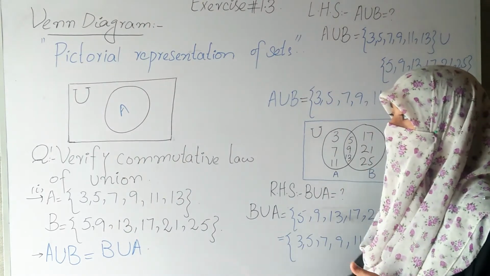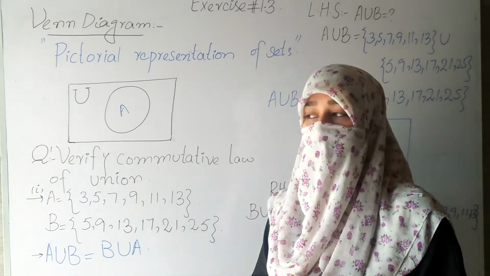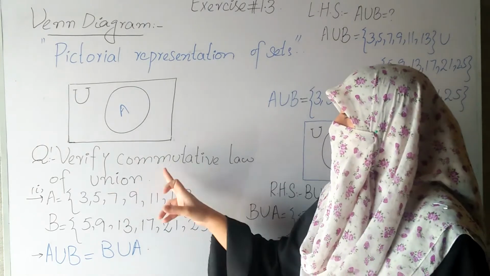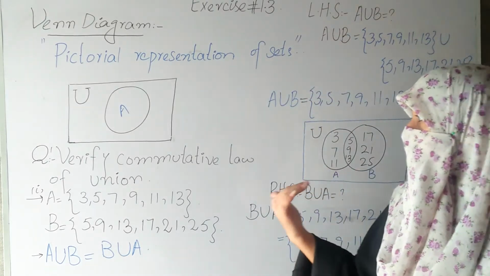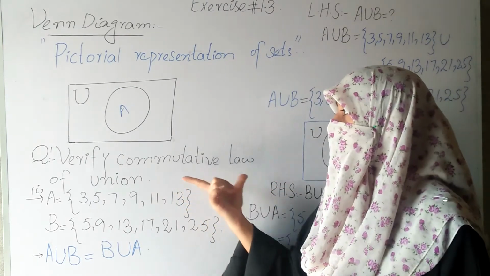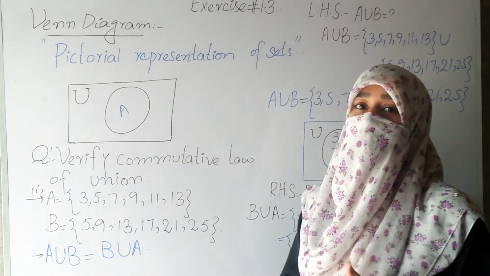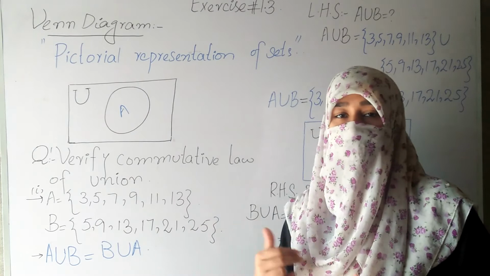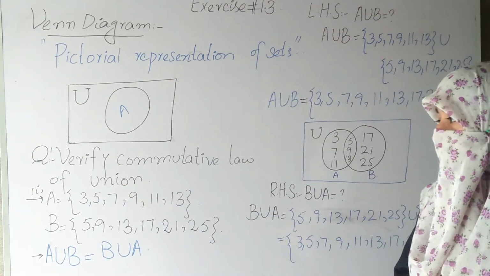So we apply this concept in exercise 1.3, question number one, which is verify commutative law of union. Here we have to write the commutative law of union and then verify the commutative law of intersection. First we verify the commutative law of union.